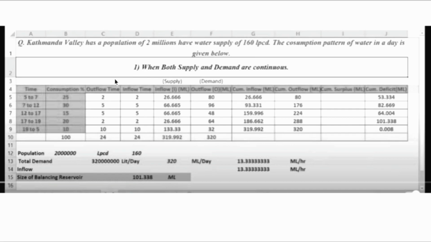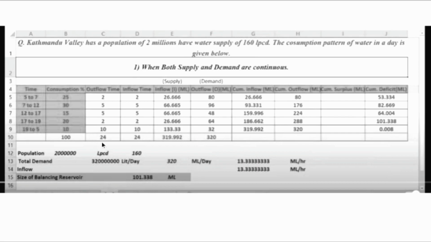So for the given interval of time, we calculate the inflow in million liter, that is 320 million liter per day. In 5 to 7, 2 hours, 320 divided by 24 into 2. Similarly for the others. In case of outflow, 320 divided by 24 into 2 is not used because the consumption percentage is given. For continuous inflow and continuous outflow, both supply and demand continuous, we use the consumption percentage. 25% is consumed in this 5 to 7, of the total 320 million liter.